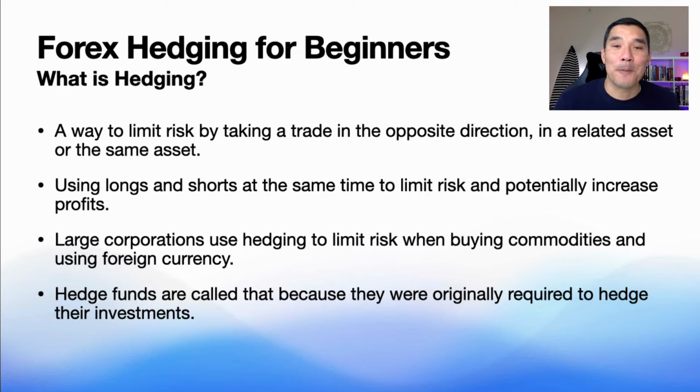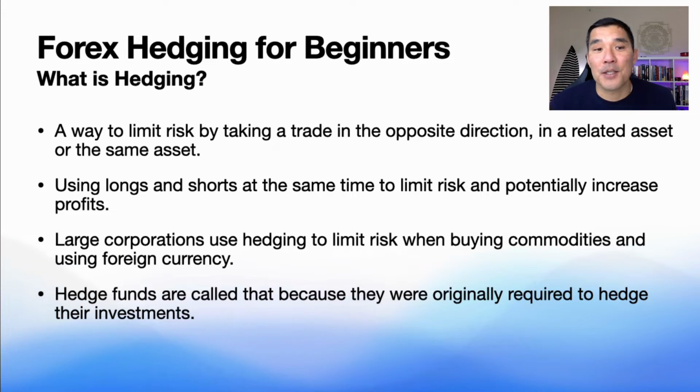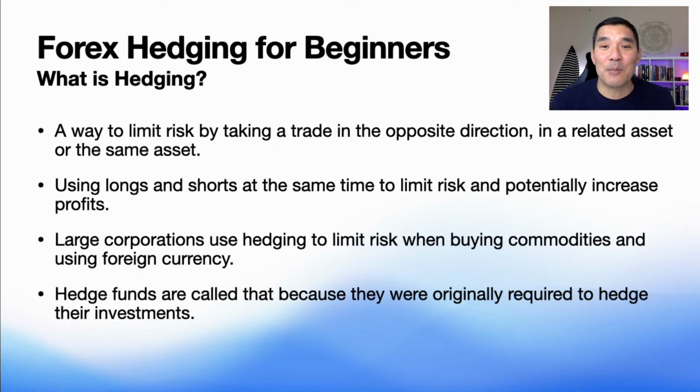All right, so what is hedging? Well, hedging is a way to limit risk by taking a trade in the opposite direction in a related asset or a similar asset. So in Forex, you can hedge in the same currency pair. You can hedge between currency pairs. Another market that hedging works well in is the options market. One thing that people do is covered calls in the stock market, and that can work really well too. So hedging is basically taking longs and shorts at the same time to limit risk and potentially increase profits.